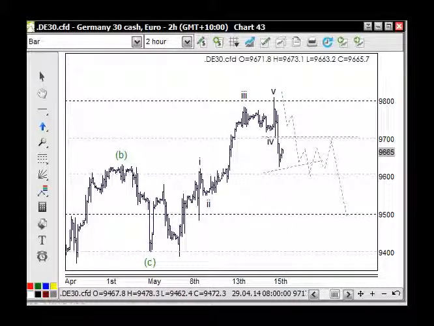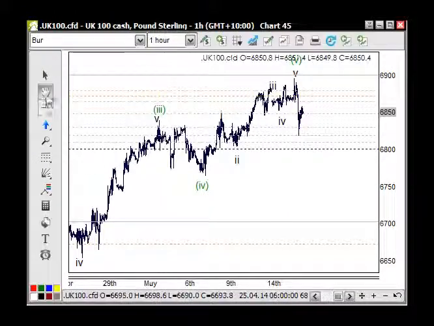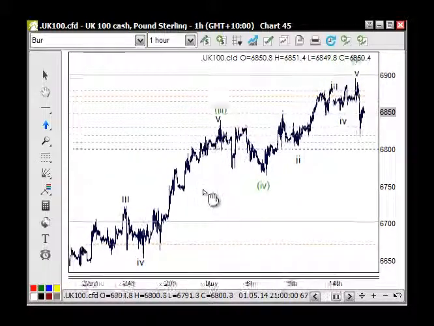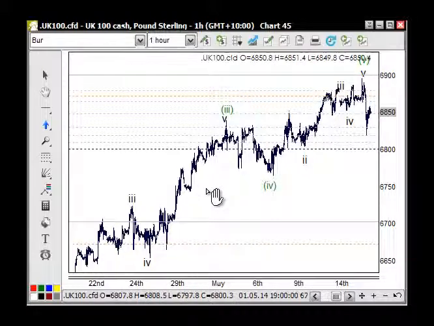And the FTSE is the same, or slightly different, but the same. I've had a good run on this one as well. We've been long in this market since 6672 and 6720 and 68 and 683.